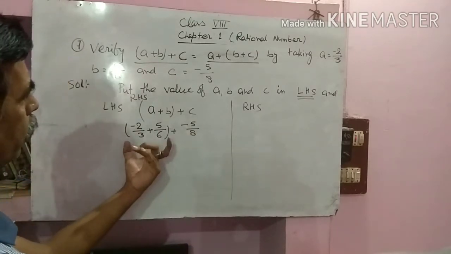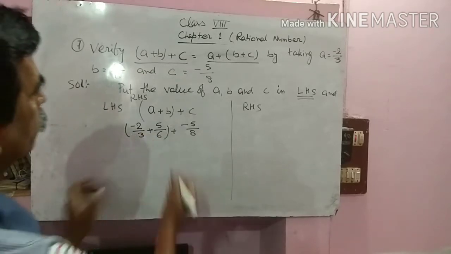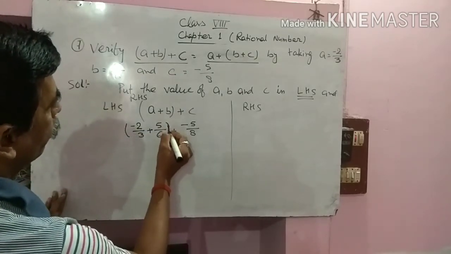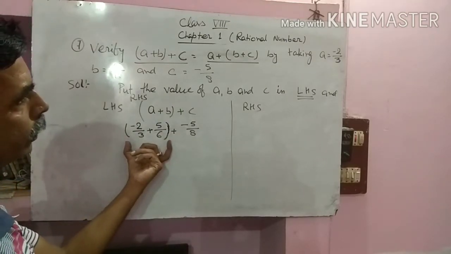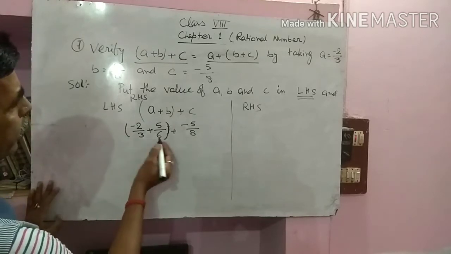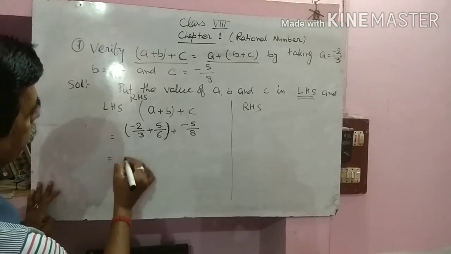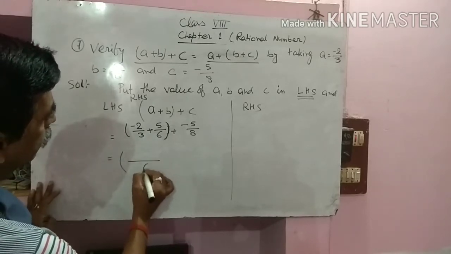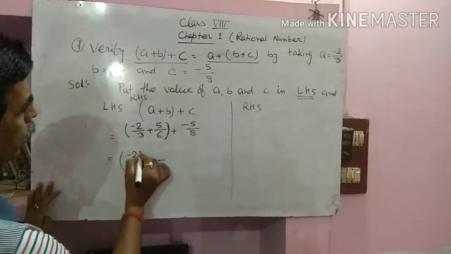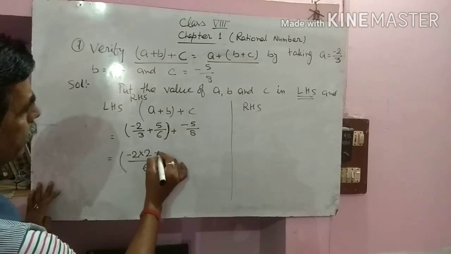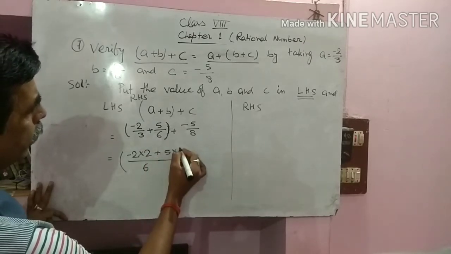As BODMAS says, solve whatever is given inside the bracket first. So we have to solve inside the bracket. The LCM of 3 and 6 is 6. So you can write like this: LCM is 6, and minus 2 into 2 (3 2s are 6), plus 5 into 1 (6 1s are 6).